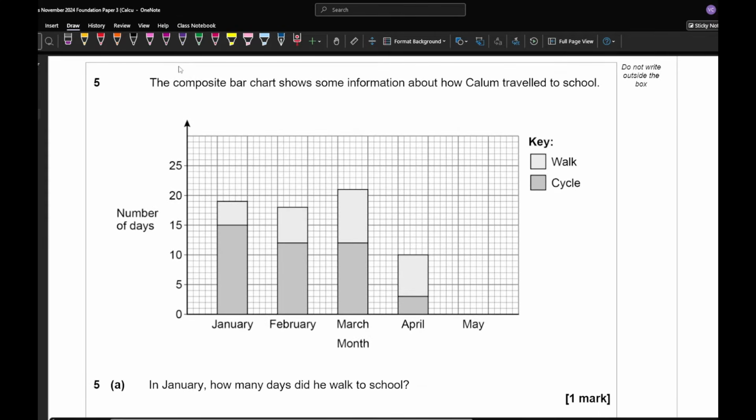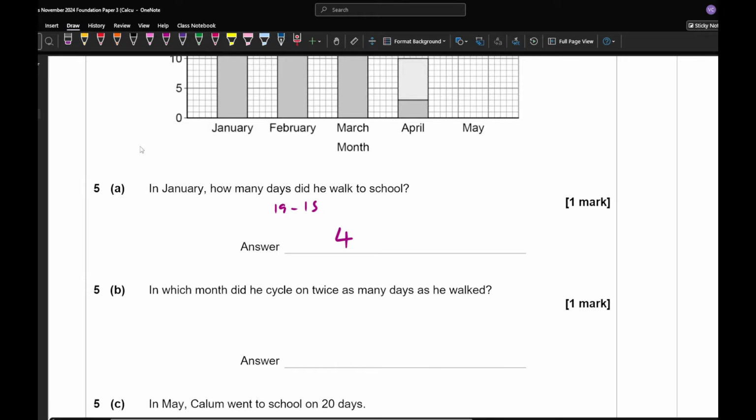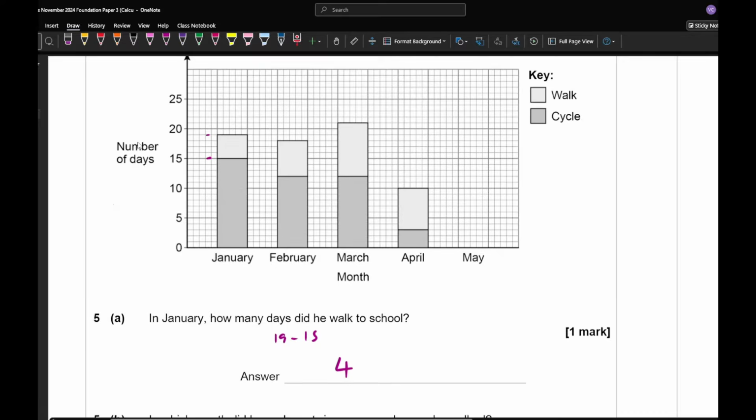Moving on to question 5, it says the composite bar chart shows some information about how Callum travelled to school. In January, how many days did he walk to school? So in January, walking is the light grey. So we're going from 15 all the way up to 19. So that's going to be 19 minus 15, which should give us an answer of 4. It then says in which month did he cycle on twice as many days as he walked.